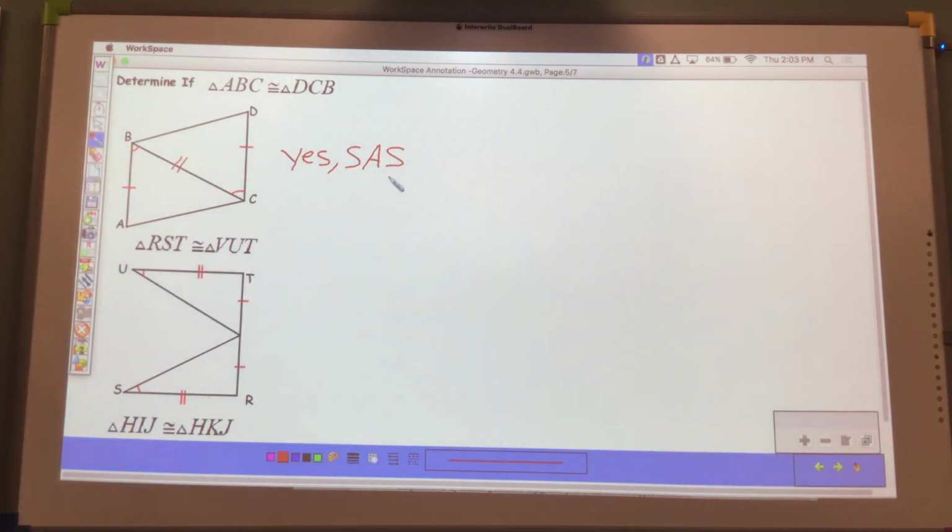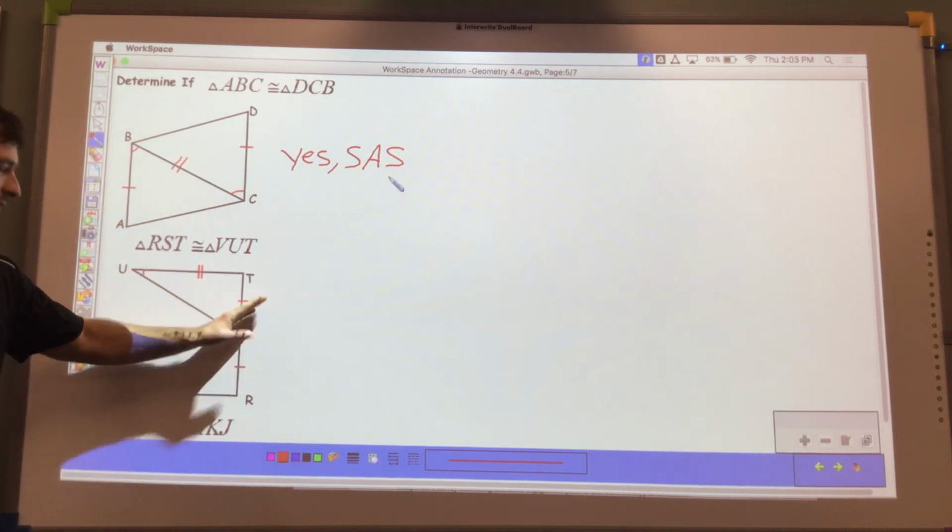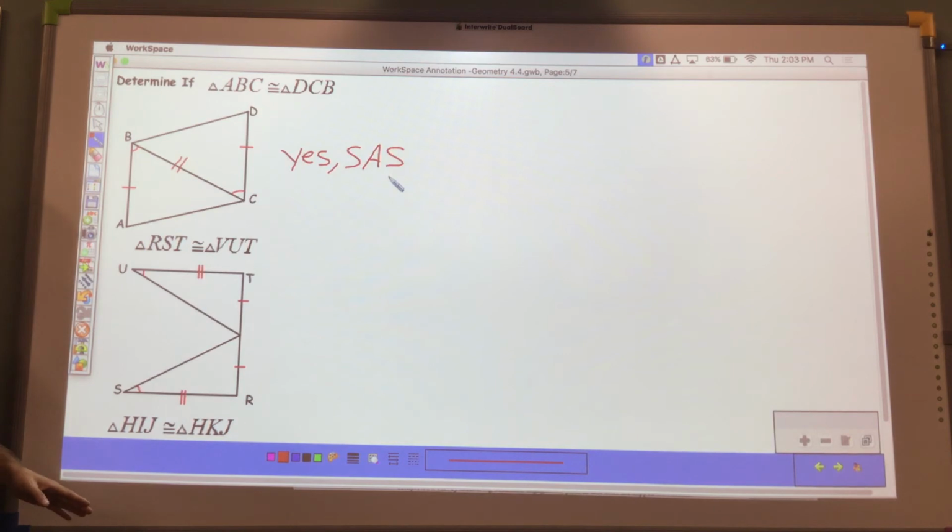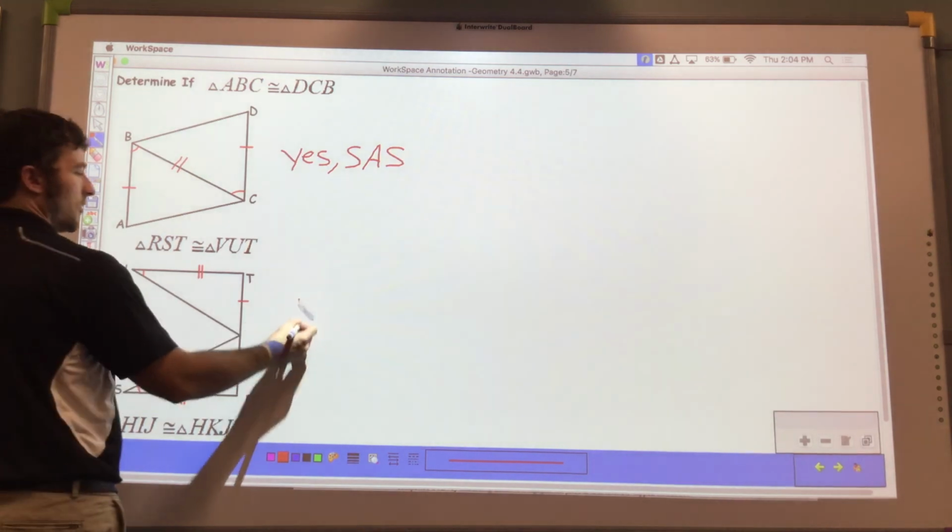Next one. We have an angle, a side, and a side. Oh, there's no ASS, like I said before. So then maybe it's hypotenuse leg, but the issue with that is we don't have any right angles. So this one is a no.